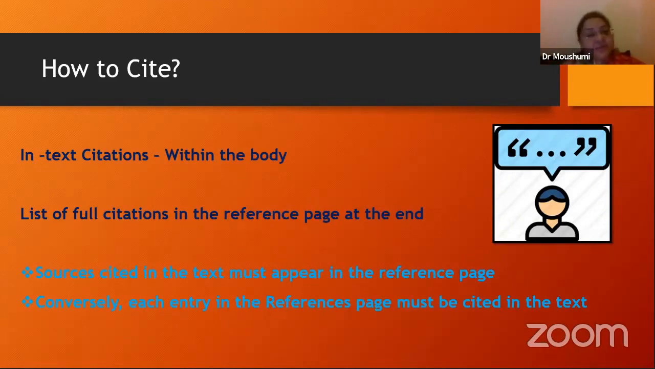So citing has to be done in two layers. One is the in-text citation, the other is a full citation in the reference page. Sources cited in the text must appear in the reference page. Whatever you have done as an in-text citation should be there in the reference page. Conversely, each entry in the reference page must be cited in the text, but whenever you are writing a bibliography, you may not find the source of it in the in-text citation.